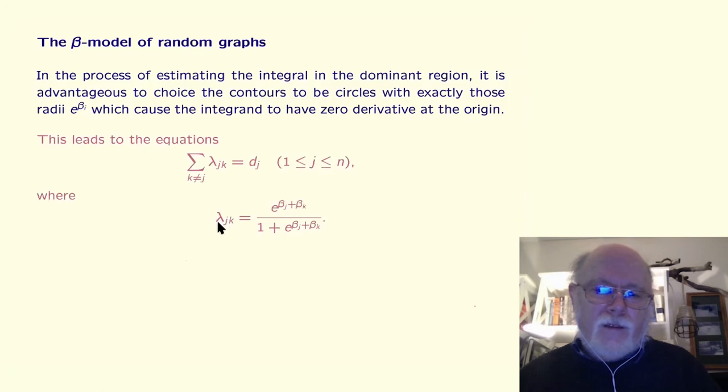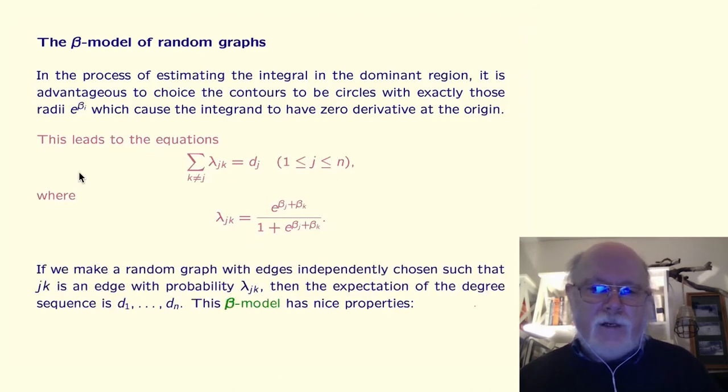Define lambda jk to be e to the beta j plus beta k over 1 plus the same. You can see that's a number between 0 and 1. And the sum of lambda jk over all k, except for j, gives you degree d j. You have to satisfy these equations, and these are called the beta equations. We met them first because of our evaluation of the integral, but they come up independently of that, and I'll mention why they're interesting.